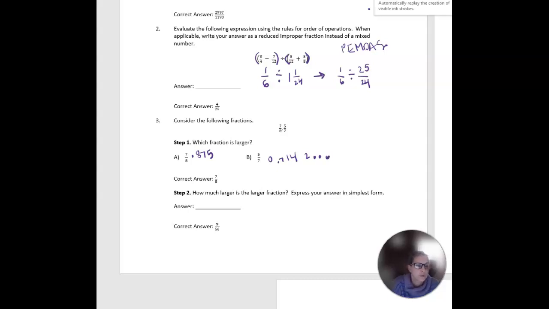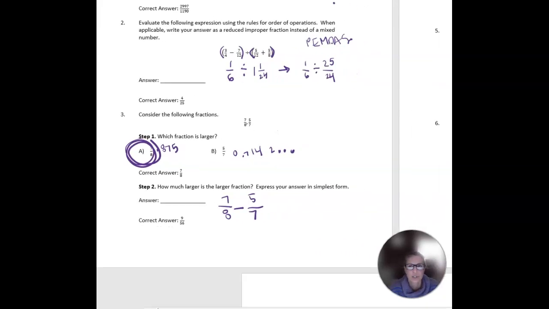And so if you look at those two decimals, we know that 0.8 is larger than 0.7. So this would be my larger of the two. How much larger? Well, what you do is you take the larger fraction minus the smaller fraction, and you subtract those. And the answer will be 9/56. Okay, let's go over to the right-hand side of the worksheet.